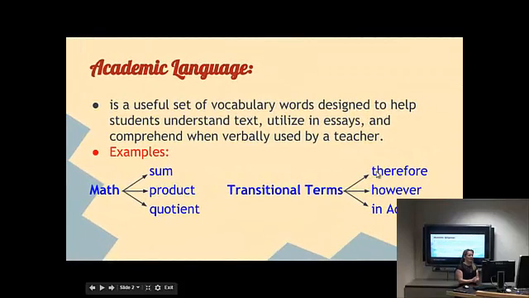So academic language is a useful set of vocabulary words designed to help students understand text, utilize in essays, and comprehend when verbally used by a teacher. Here are some examples. In math, we have some words such as sum, product, and quotient. Those are academic language for the subject of math. For an essay, we often use transitional terms such as therefore, however, and in addition.